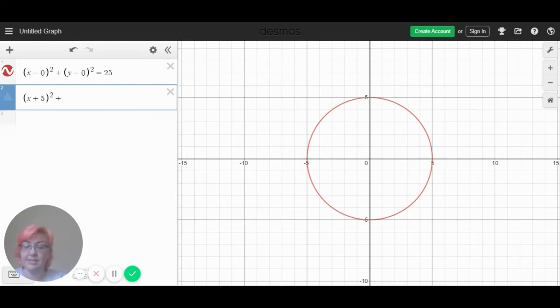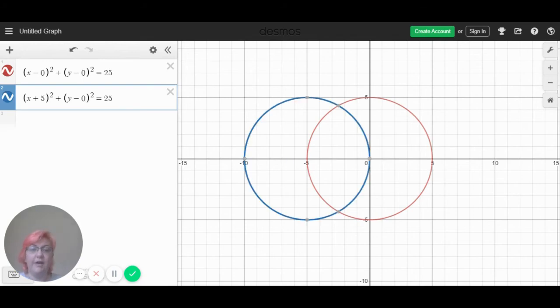And I'm going to say plus y minus. Remember, my center is going to be right here at negative 5, 0. So that's going to be 0. Close parentheses, Shift 6, squared equals. Now remember that you're trying to make a bunch of circles that are the same. So I need to keep the same radius, 5. R squared then would be 25. And there we go.